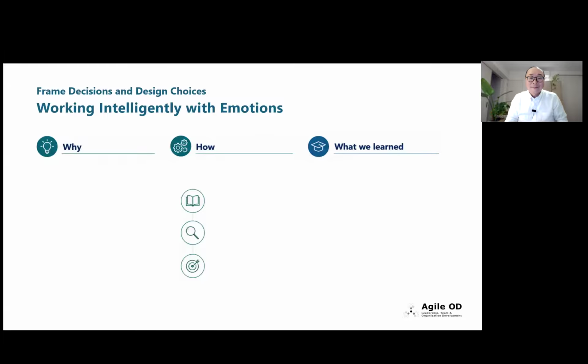Alrighty, let's wrap up. Again, the core thread running through this Behavioral Science Dojo series is how to work intelligently with emotions. Today, we apply this to framing decisions and designing choices. Why is this perspective important? Because emotions are information. They help us notice what matters. Frustration may reveal friction in the process. Hesitation may alert us that the way a choice is framed is influencing the decision. Emotions are not always facts, but they are important signals worth examining.